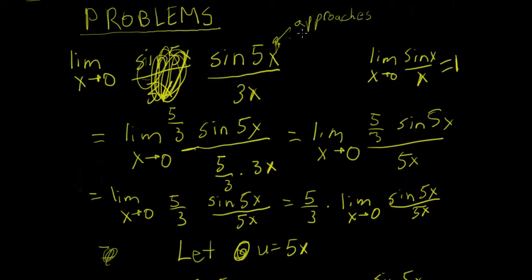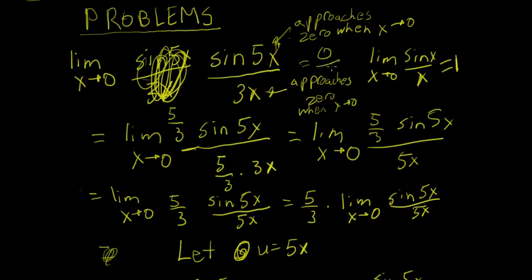Approaches 0, 0 when x goes to 0. But 3x also approaches 0 when x goes to 0. So here you'd have an indeterminate form, the form 0 over 0, which is an indeterminate form. And in previous videos I've done several examples involving indeterminate forms. This is another one. Whenever we do any fancy algebra, U substitution, anything like that, it's because we have to skirt around this indeterminate form to find a limit.